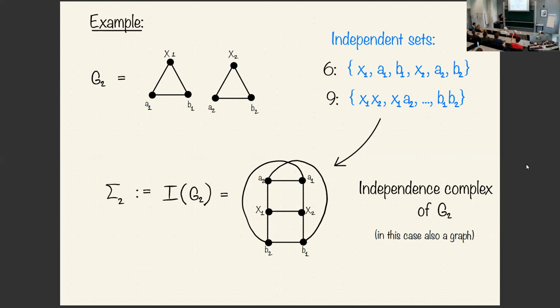And one more, just not to get confused. It turns out in this simple case that this simplicial complex is a graph because there are no 3 independent sets. If I add another triangle, there will be 3 independent sets, and then I'll start having triangles, tetrahedra, and so on. So don't confuse this graph with this graph.